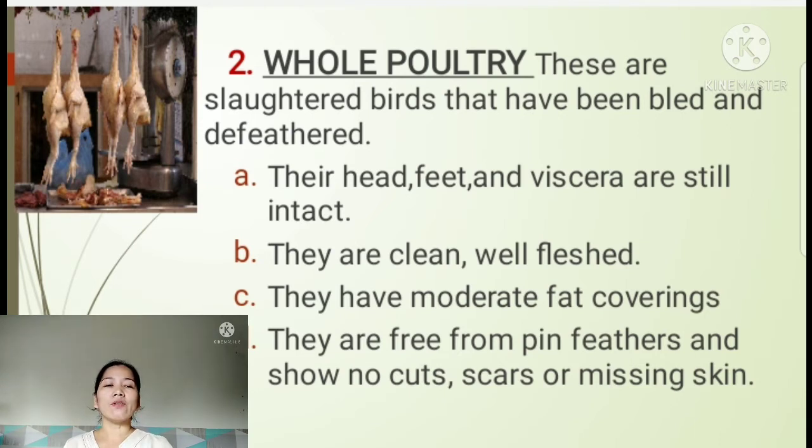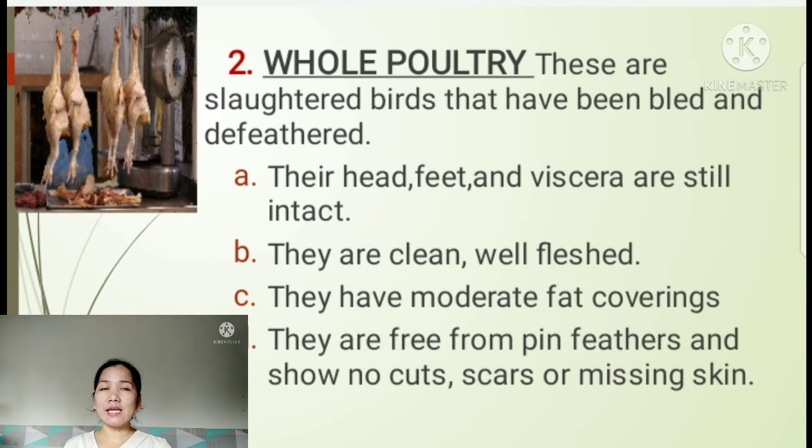Letter B, they are clean and well-fleshed. Malinis. Letter C, they have moderate fat covering. And letter D, they are free from pin feathers and show no cuts, scars, or missing skin. So, makikita ninyo, wala na siyang mga balahibo. Mas maganda kung walang sugat or walang mga missing skin or yung mga tuklap sa balat.